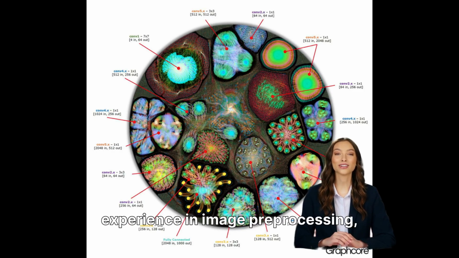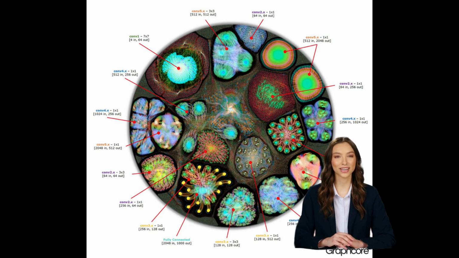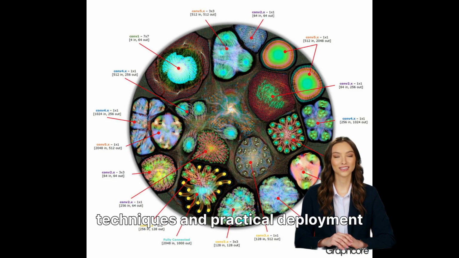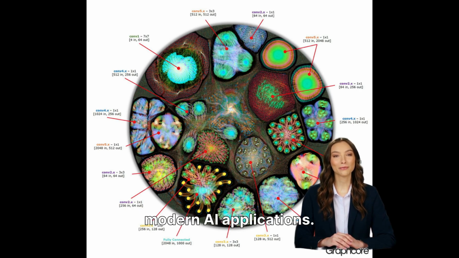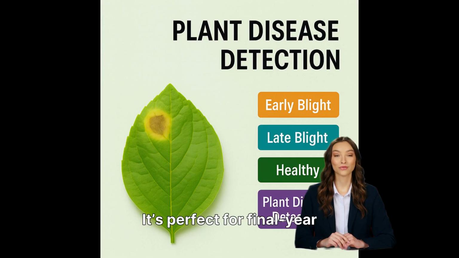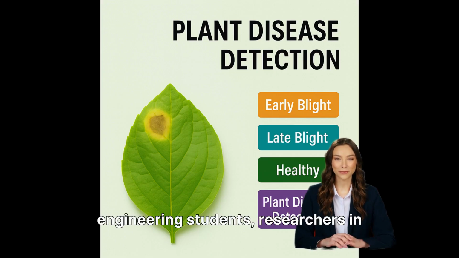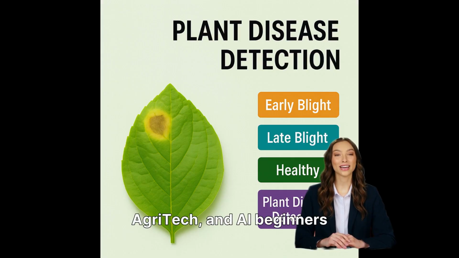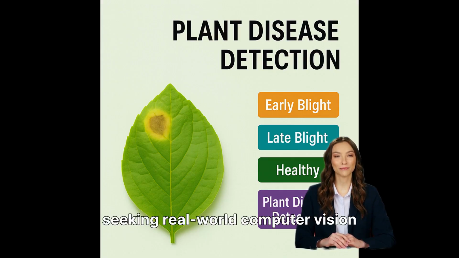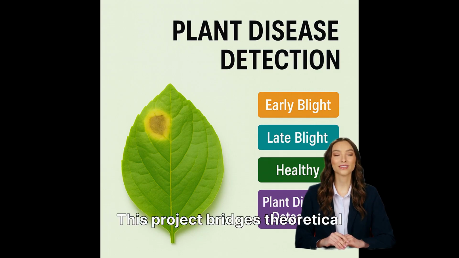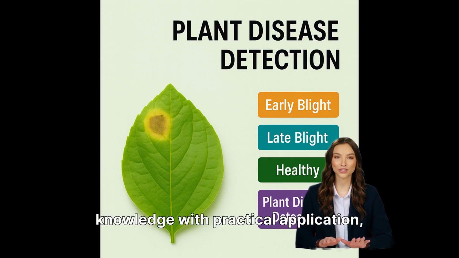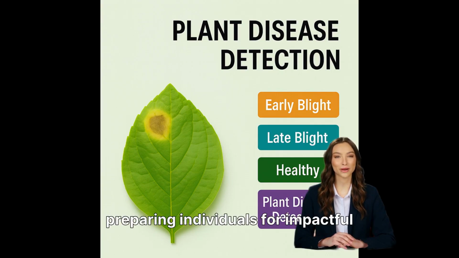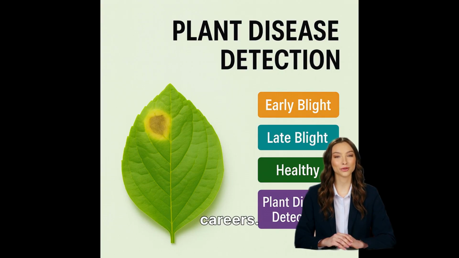By working through this project, learners gain hands-on experience in image preprocessing, CNNs, transfer learning, and data augmentation. They also master evaluation techniques and practical deployment strategies, essential skills for modern AI applications. It's perfect for final-year engineering students, researchers in agri-tech, and AI beginners seeking real-world computer vision experience. This project bridges theoretical knowledge with practical application, preparing individuals for impactful careers.